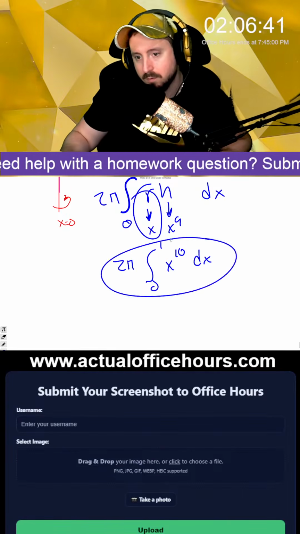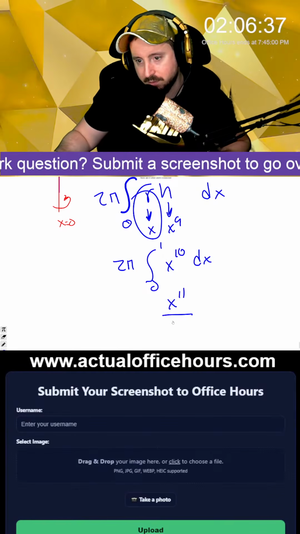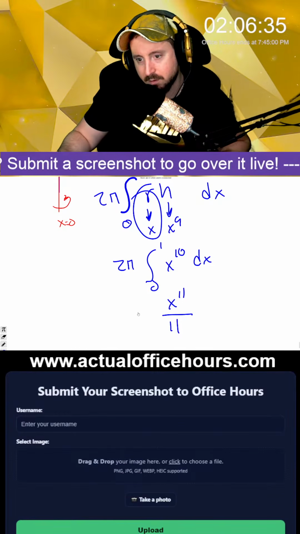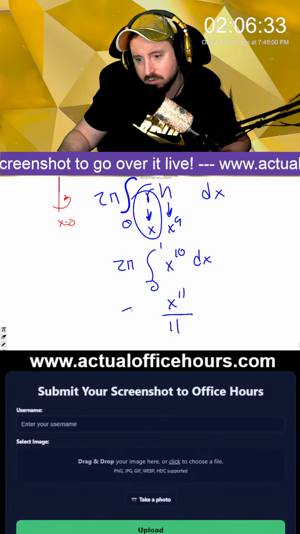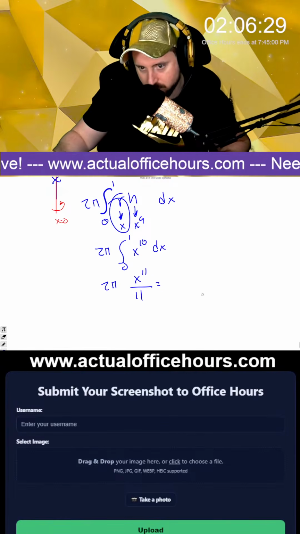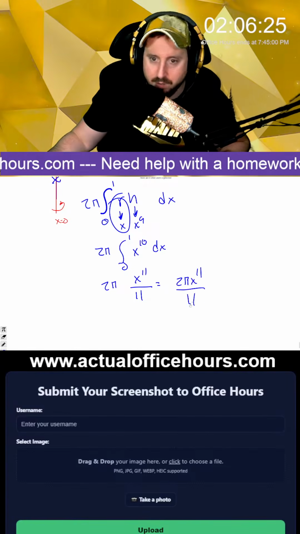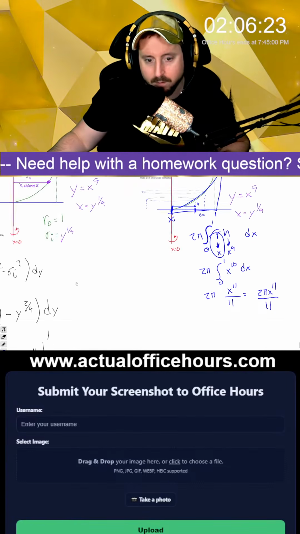I see. I guess we did the hard part. So, yeah, and then you just integrate this. So this is x to the 11th over 11. And then that's 2 pi. So it's just 2 pi x to the 11th over 11. We should get the same answer though. What do we get here?